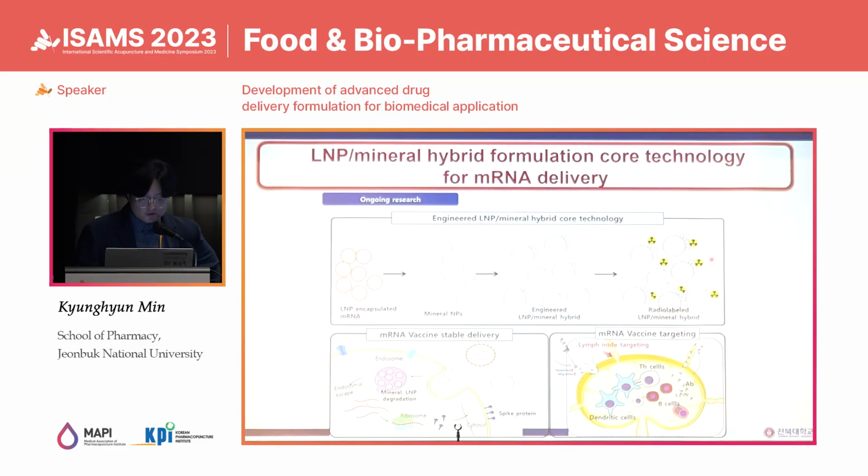So the next ongoing research is about the mRNA vaccine delivery system. Now we are working on the formulation characterization. We are expecting this system to show good potential for mRNA delivery and vaccination.